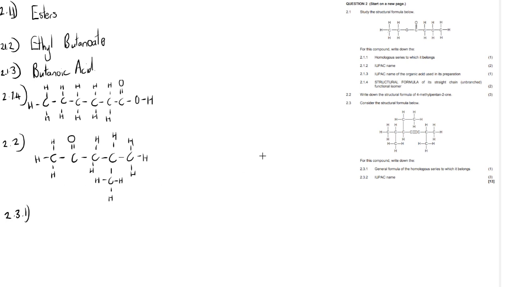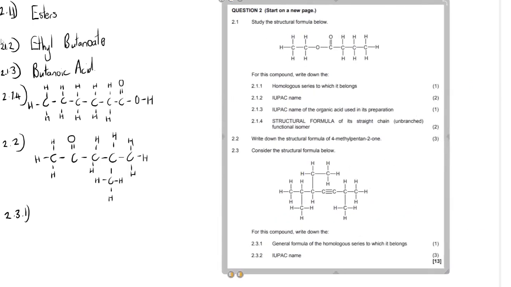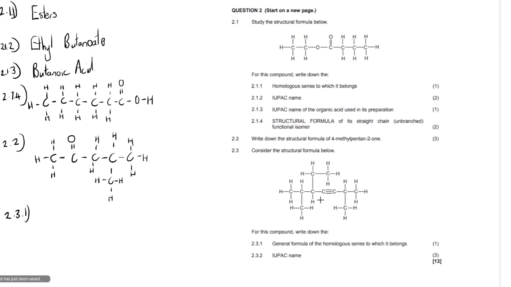2.3.1. Consider the following structural formula. This is quite a big molecule. Let's have a look. This is an alkyne. This is a branched alkyne. For this compound, write down the general formula of the homologous series to which it belongs. CnH2n-2. This is beautiful. And we're going to the IUPAC name. Oh, this is a very nice one.